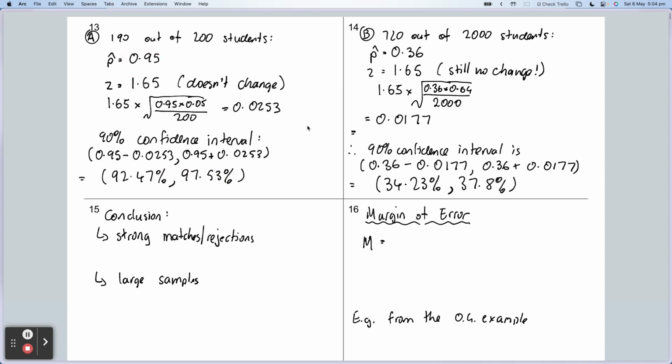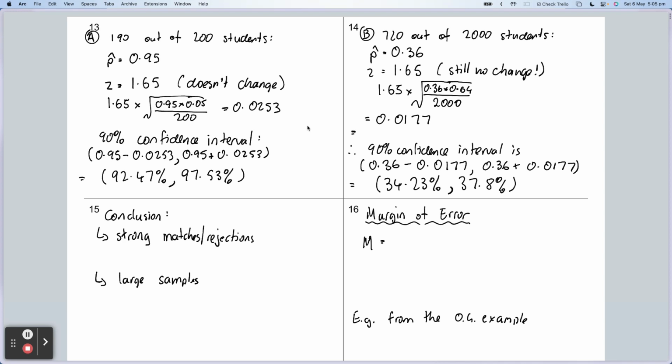It would also be true, of course, I said strong match or rejection. If that was the reverse, if it was 10 out of 200 students think that energy drinks should be banned, then that would be 0.05, but then that would be 0.95. Okay, so if it was the opposite, you would still get this strong effect, in which case you would have this kind of thing happening here.